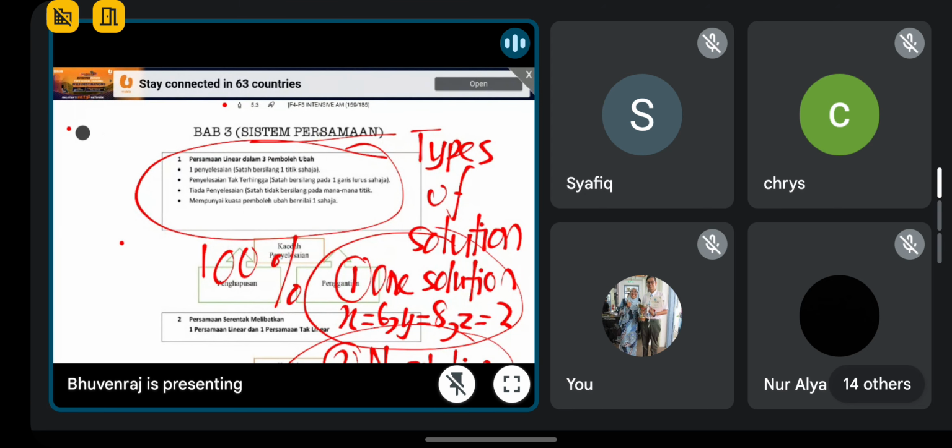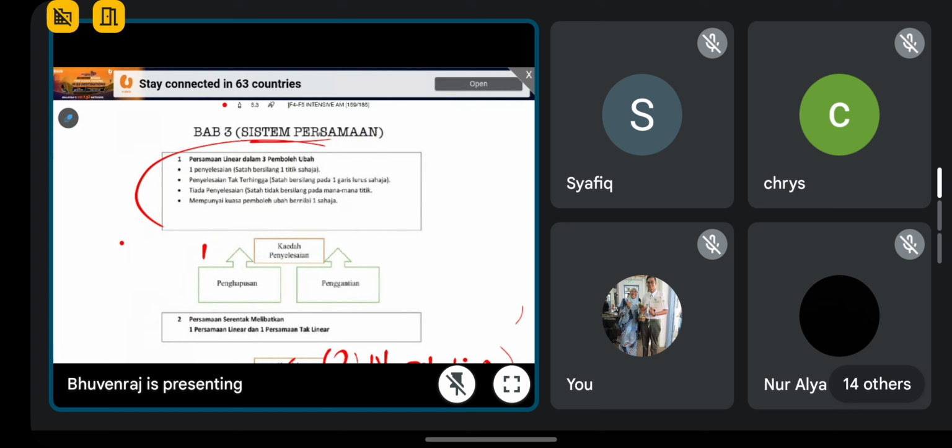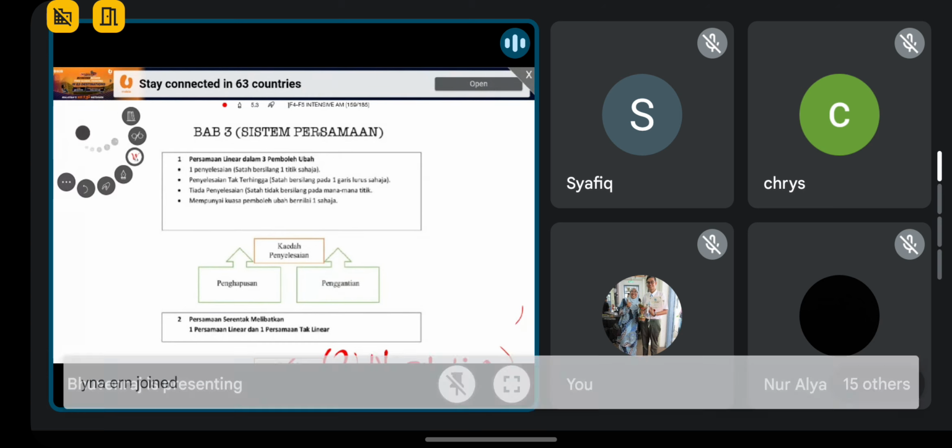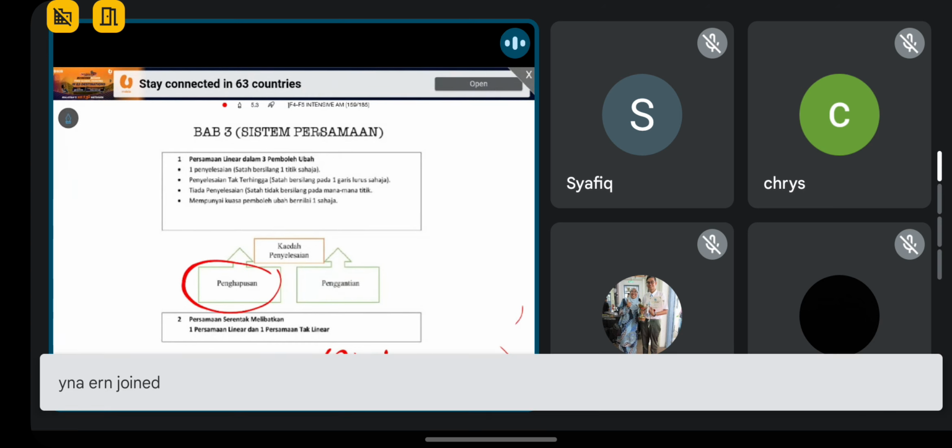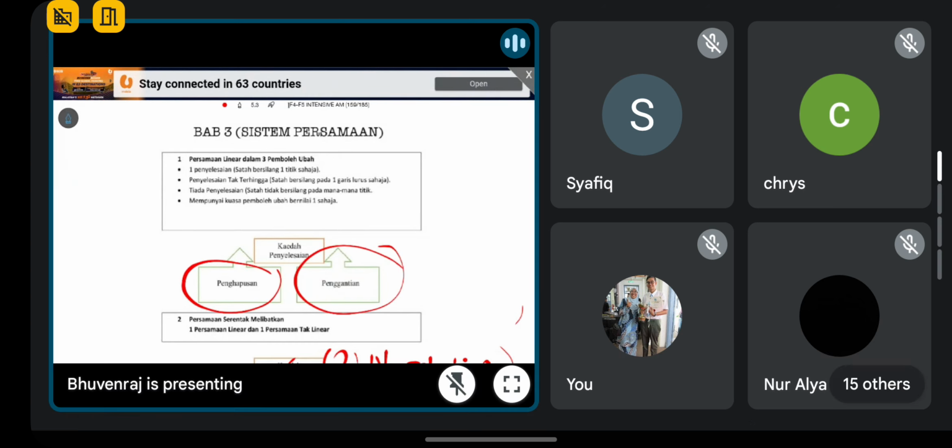Okay, so we come back here. So now kita pergi pada kaedah penyelesaian. We talk on the method of solution for simultaneous equation. Okay, so generally secara am you can use two methods to solve simultaneous equation. Dua kaedah boleh digunakan. Satu adalah penghapusan, satu adalah penggantian. One is elimination, one is substitution method. Okay, you have two choices over here.